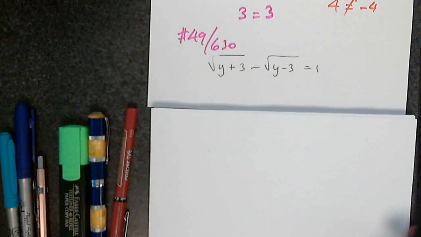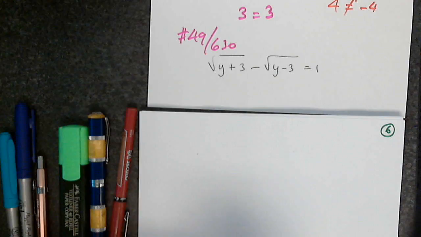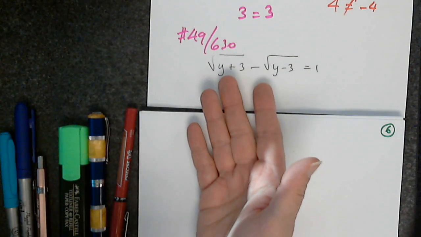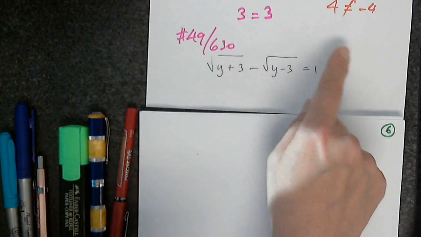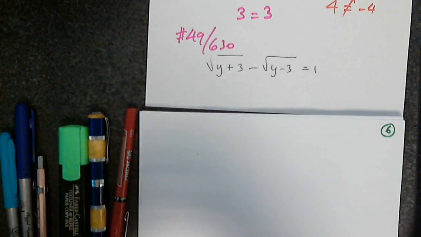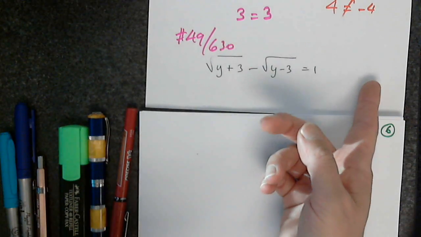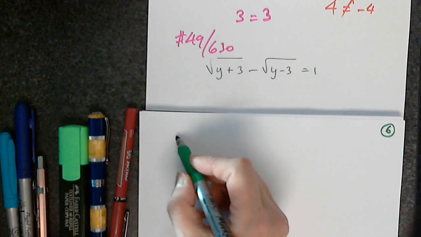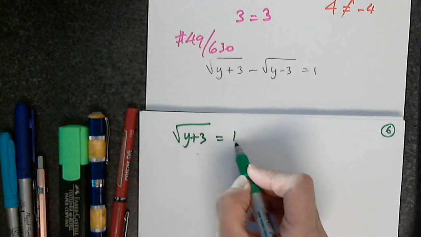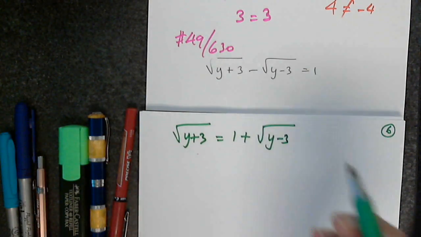So it is wise to separate the radicals if you have two radicals in a radical equation. So if they are both on one side, I will take one to the other. If it's negative the square root, when I move it to the other side, it will become positive. So I have the square root of y plus 3 equals 1 plus the square root of y minus 3.